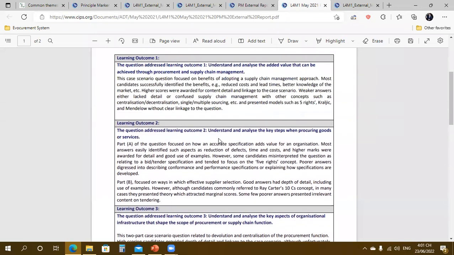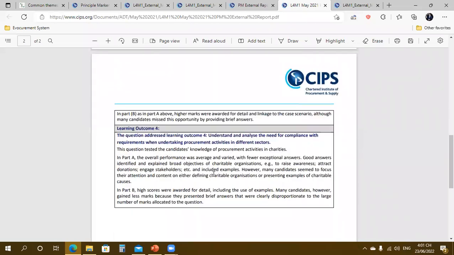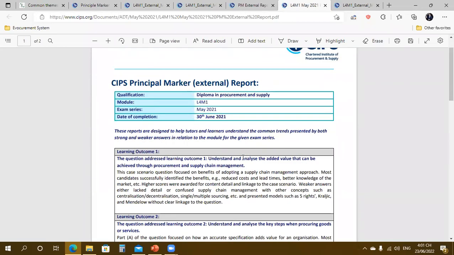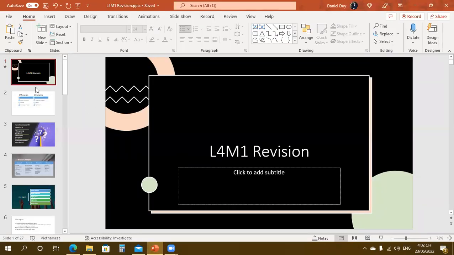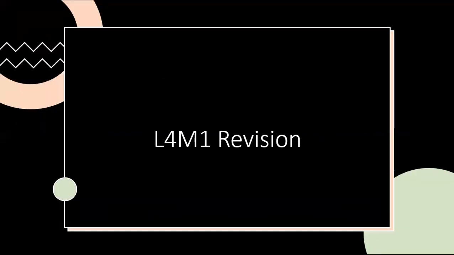The third question of this exam series is on centralized and decentralized procurement systems. And finally, we have a question on the impact of the objectives of third sector organizations on procurement. I will analyze how you should answer this type of question later in the revision. But before that, I would like to help you on how to prepare for a CIPS exam.